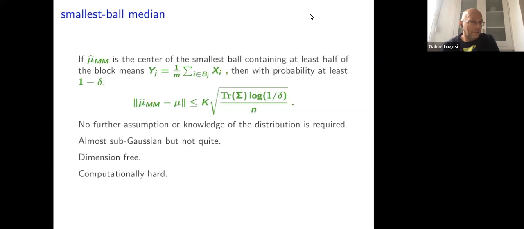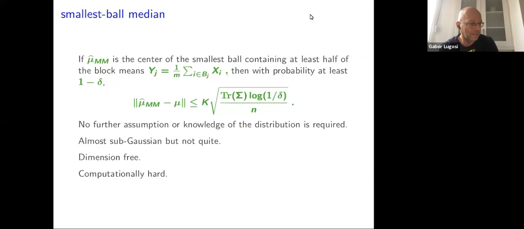The error, the Euclidean distance, is bounded by the square root of the trace times log one over delta, there's no d here, divided by n. So this is almost sub-Gaussian, but it's not quite. The proof is really simple, and I have it on the next slide, but I'm not going to show it. I'm running out of time. It's a simple exercise, so you can try to do it yourself.